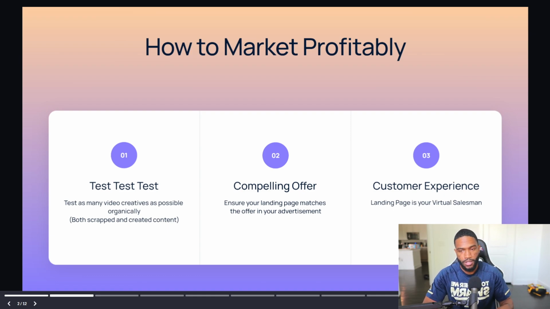Now, what you want to do is test. Test as many video creators as possible organically, right? Let's say you start off with content organically. Either you're producing it, you could even be scraping and compiling videos together. You want to do a lot of that to see what engages with your audience the best.